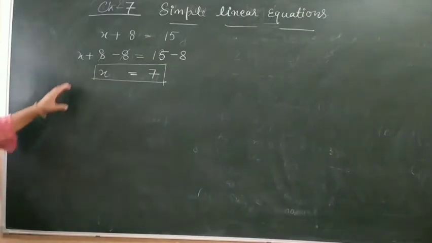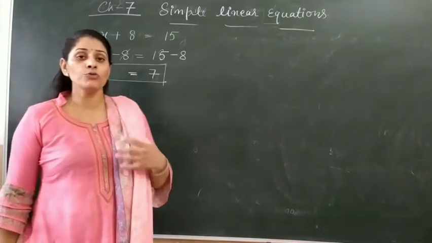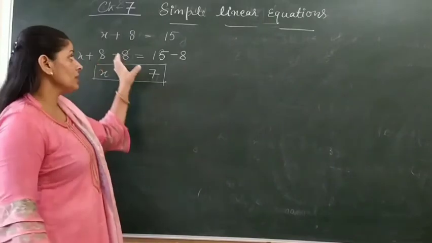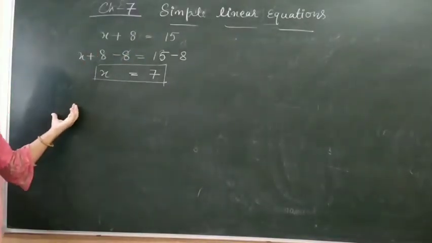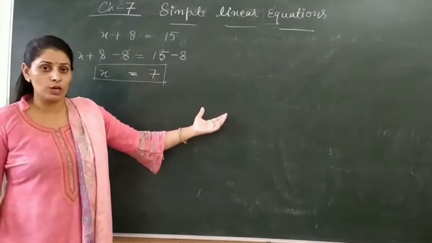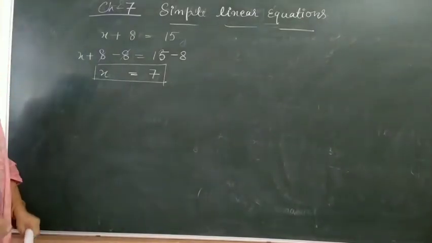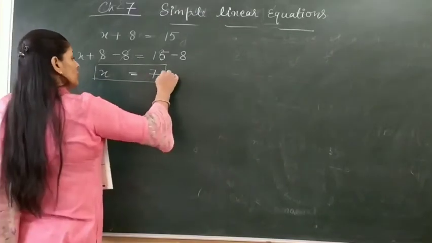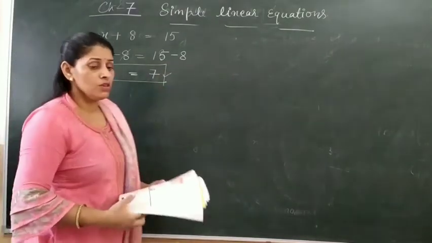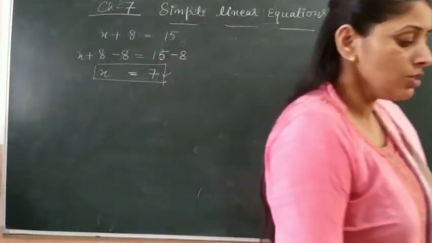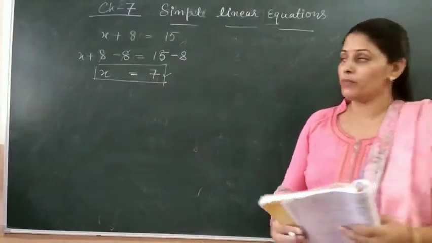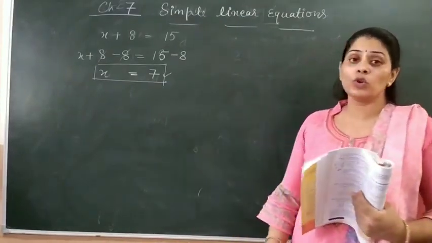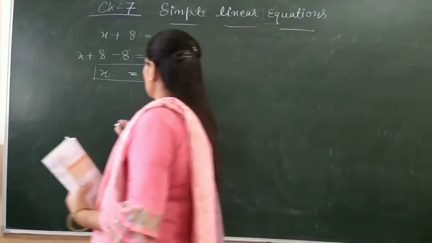In this way, we can find the value of the variable by equating the left hand side and the right hand side value. So this is the meaning of equation. Now we have found x here. What is the x here? The root of the given equation. X is called the root of the given equation.